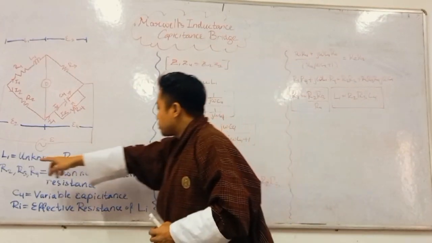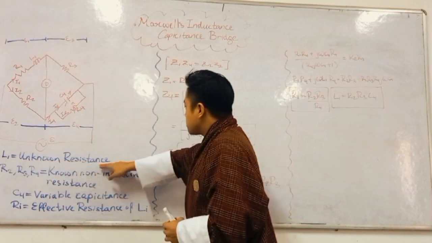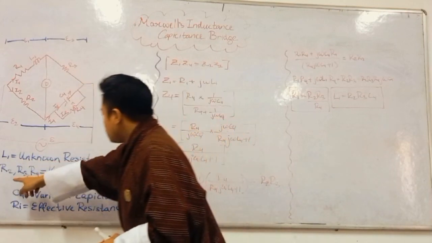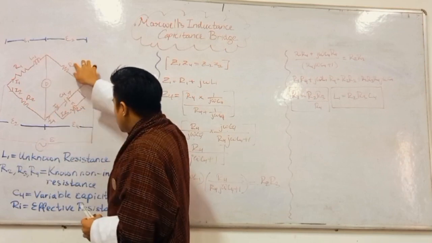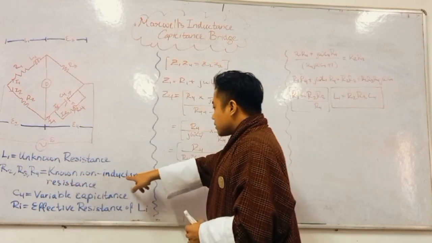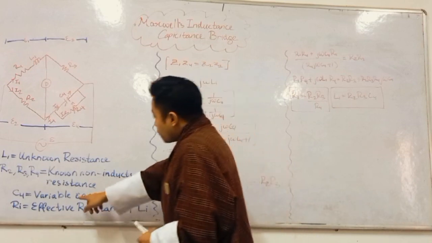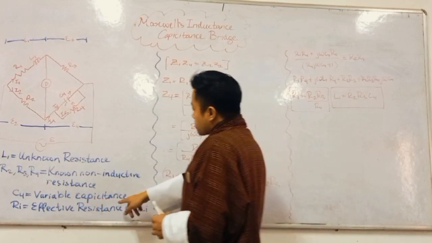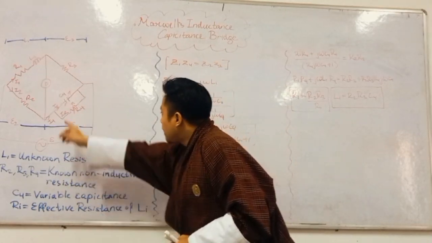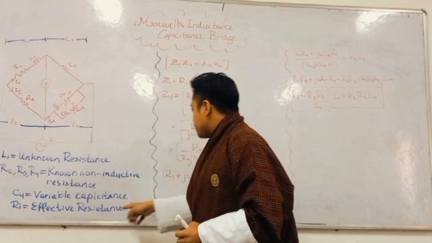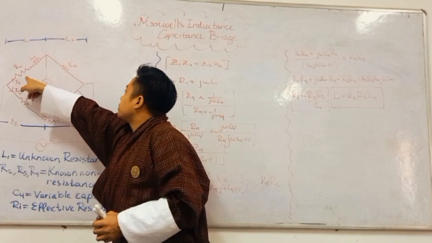So like I said before, L1 is the unknown inductor. R2, R3, R4, which is this resistance right here, this resistance and this resistance are the non-inductive resistances. C4 is a variable capacitance, which means that we can change the value of this capacitor, and R1 is basically the effective resistance of this inductor here.